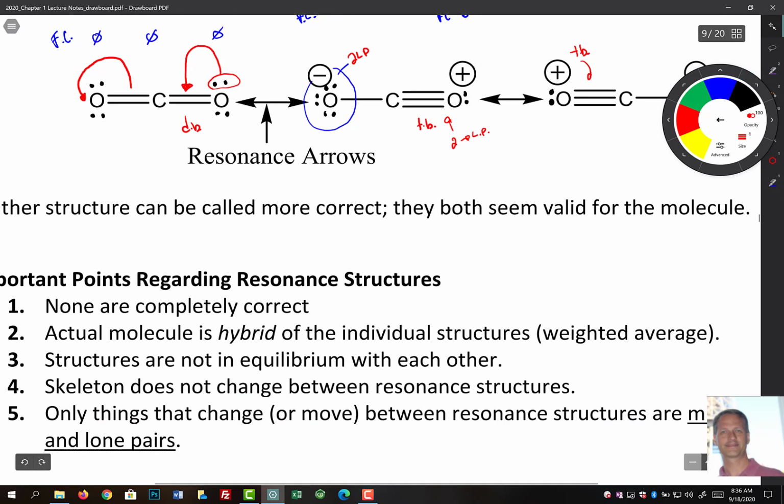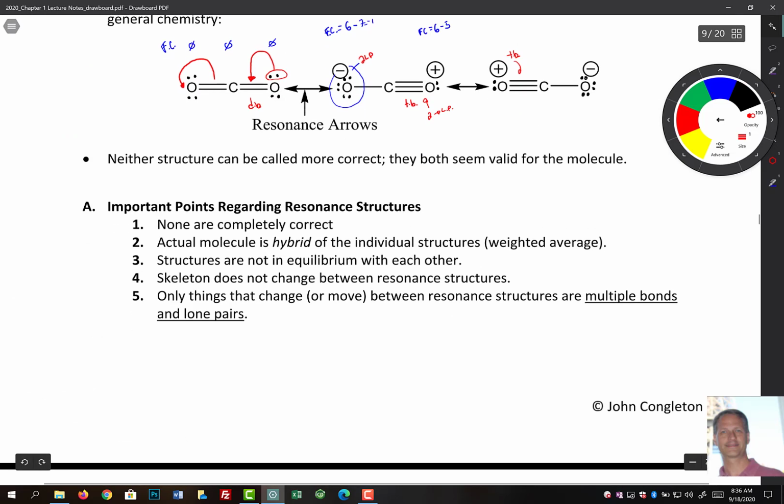There are some important points here. Neither structure can be called more correct. They are all valid for the molecule. They are all valid, not just 2. So there are 3 there.